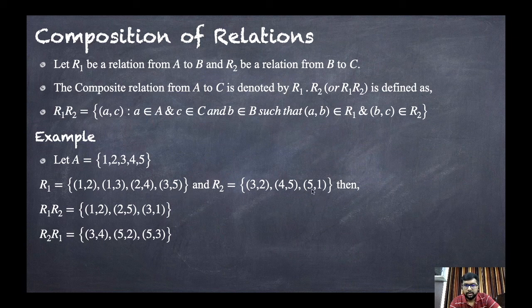So just stop. Now 5 goes to 1, and 1 goes to 2 and 1 goes to 3, so both the entries will be counted. So 5 goes to 1, 1 goes to 2, so that means (5, 2) entry will be there. And last, 5 goes to 1 and here 1 goes to 3, so (5, 3) entry will be there. So this is how we can find R1 and R2 and R2 and R1. But you can see that both are different. So note this: R1 R2 is not equal to R2 R1. So that means they are not commutative.